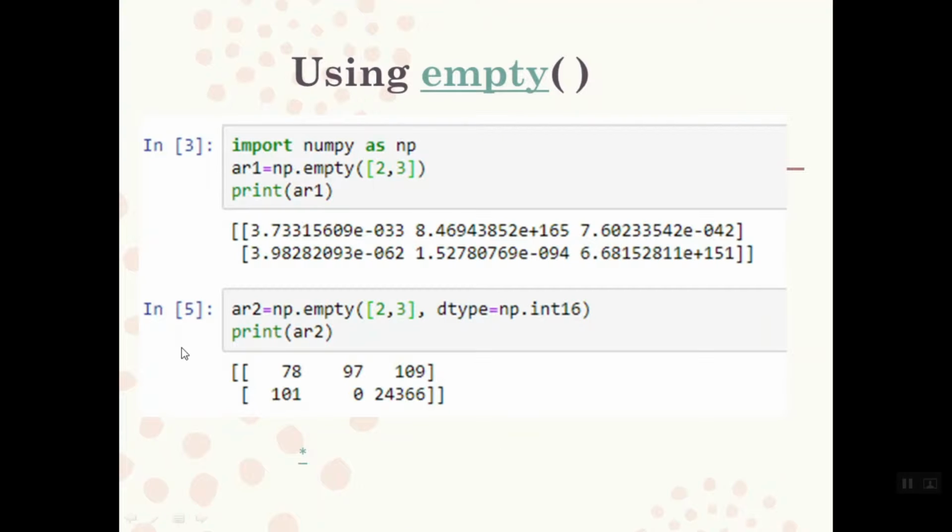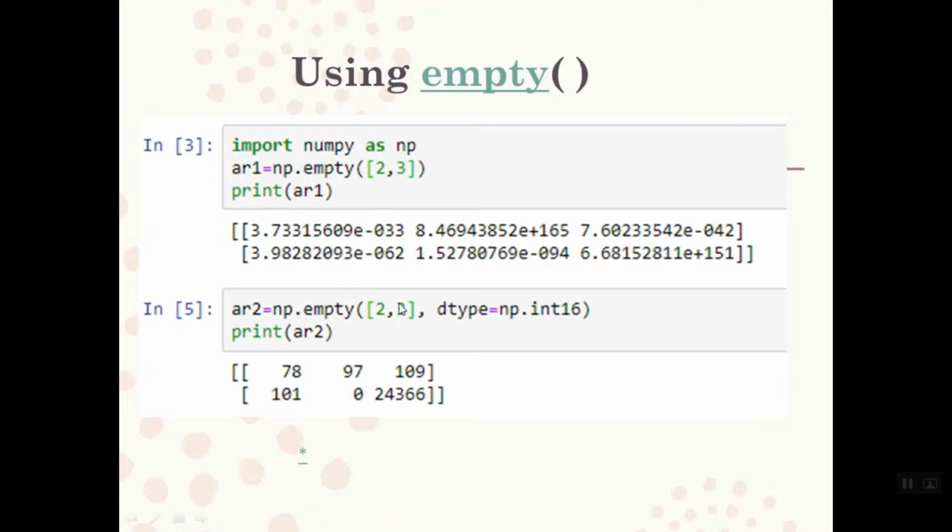For this, we need to write the very first line, that is import numpy as np. Then we need to take a variable and assign np.empty and mention the dimension of the array, that is 2 rows and 3 columns. Now this function empty will take random values and put them in your array. That will populate your array with random values of 2 rows and 3 columns.